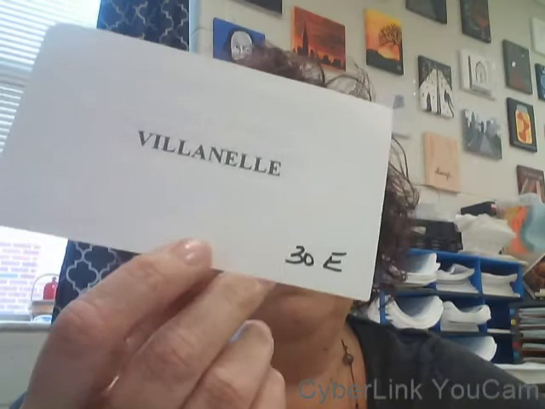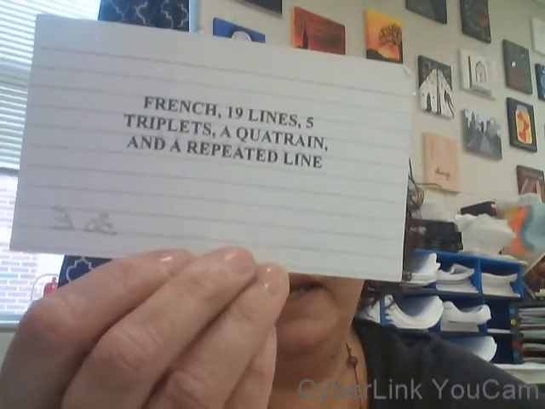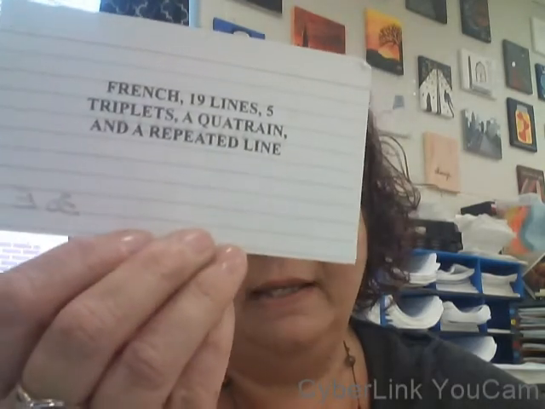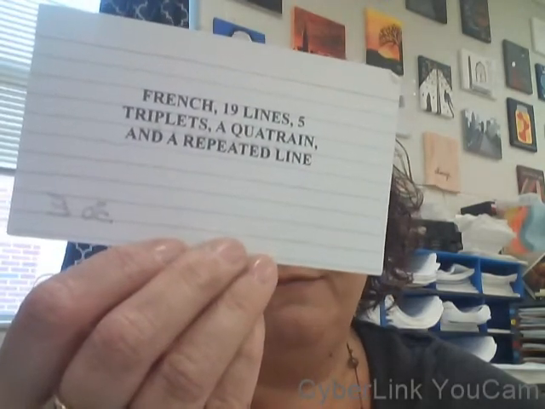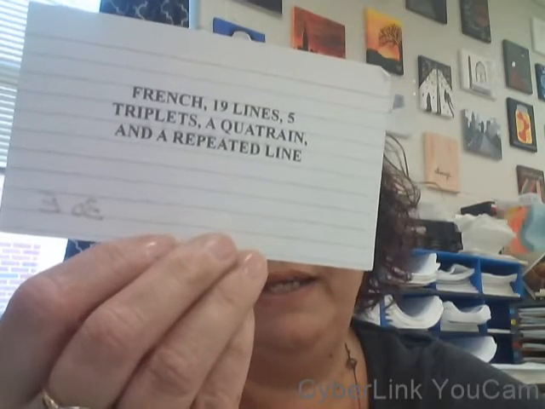A Villanelle. It's a kind of poem. It is a French poem. It has 19 lines. They don't have to be written in French, though, obviously. 19 lines, which contains 5 triplets, 1 quatrain of 4 lines, and then a repeated line.